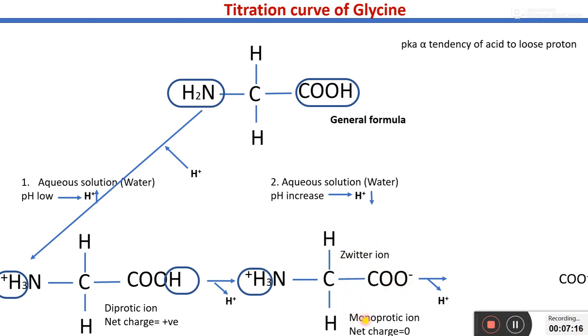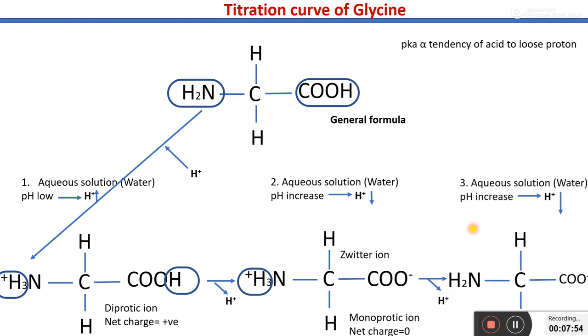So this amino acid is now a monoprotic ion because it has the ability to donate only one proton, and that is from the NH3 plus group. And since this form of amino acid has only one negative charge and one positive charge, the net charge of this form of amino acid is 0. And as I told you earlier, an amino acid which has net charge 0 is known as a Zwitter ion.